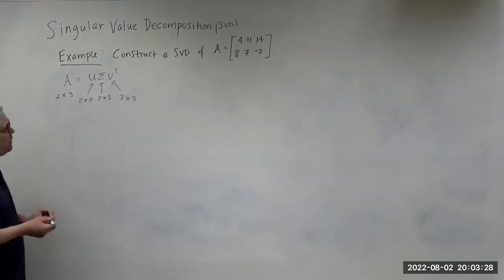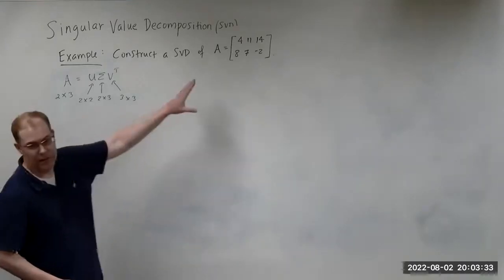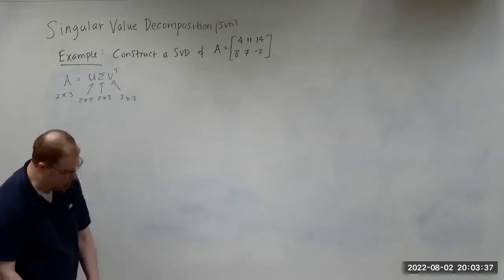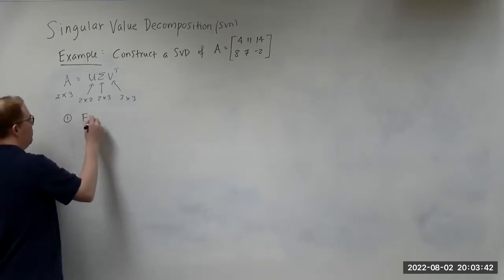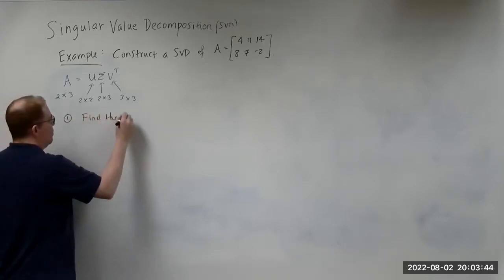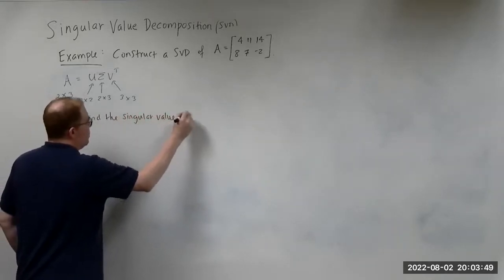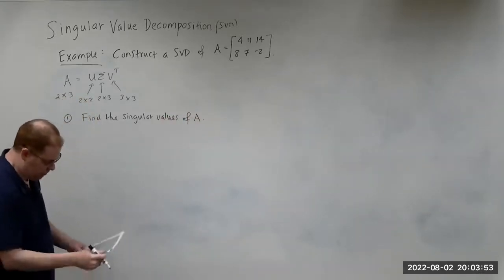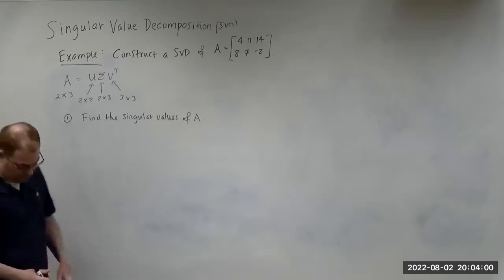Okay, first thing is to find the singular values of this matrix. So that means we need to find the eigenvalues of A transpose A. So we need to construct A, we need to find A transpose A.